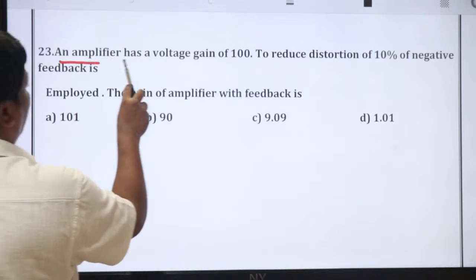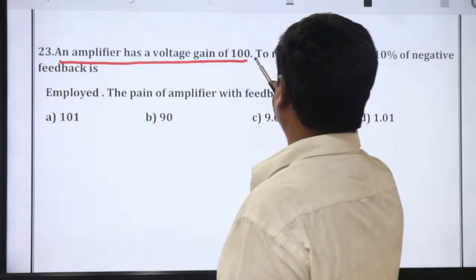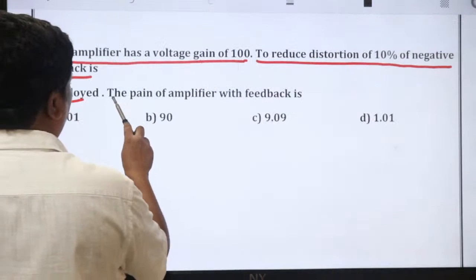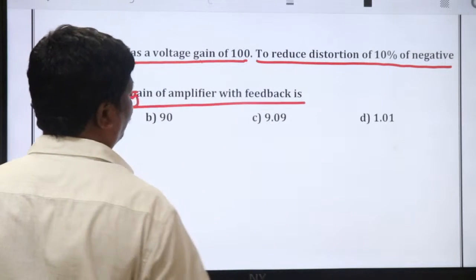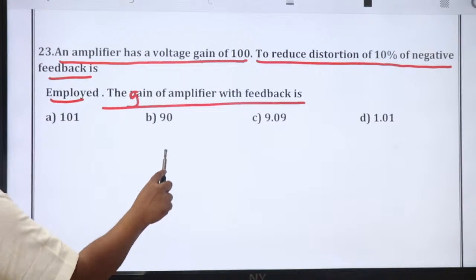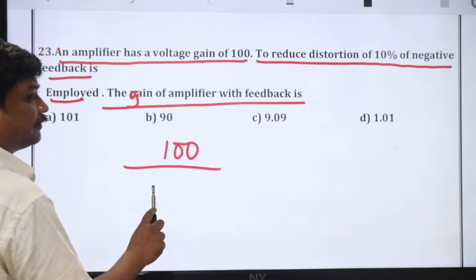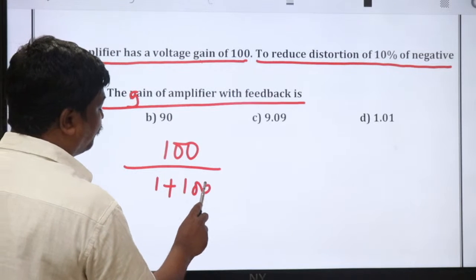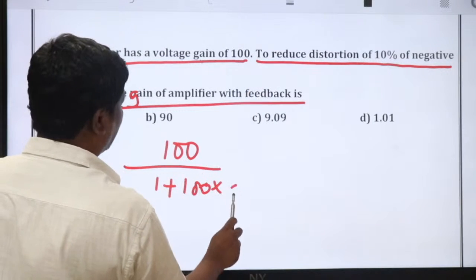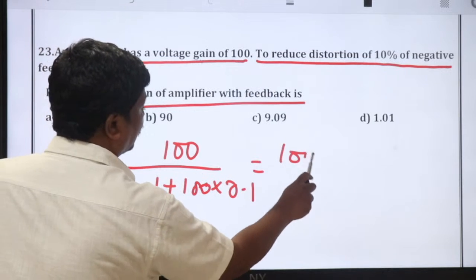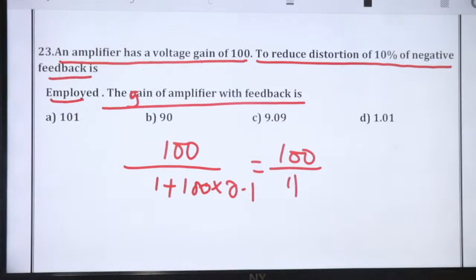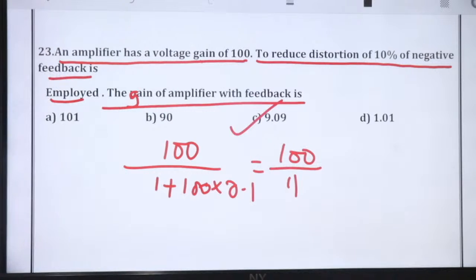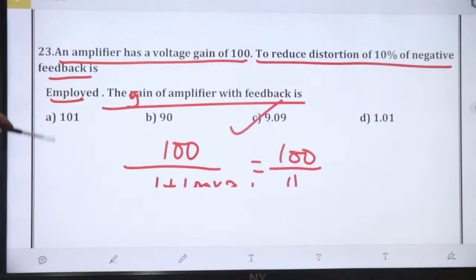An amplifier has a voltage gain of 100. To reduce the distortion, 10% of negative feedback is employed. The gain of the amplifier with feedback means A by 1 plus A beta, 100 divided by 1 plus 100 into beta. Beta is how much? 10% means 0.1. 100 divided by 11 is the answer. 100 divided by 11 means 9.09. Next.